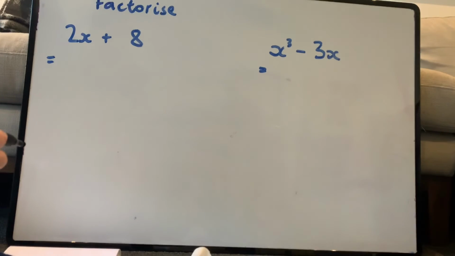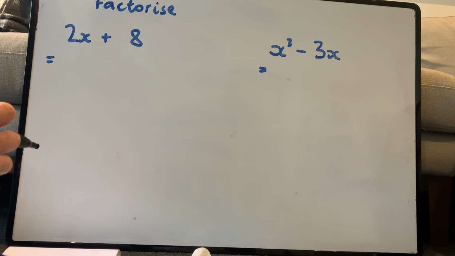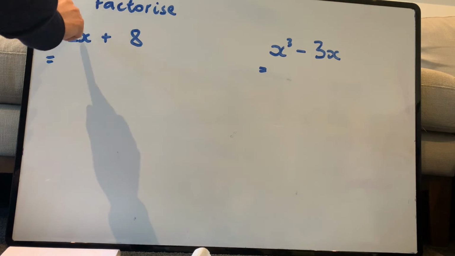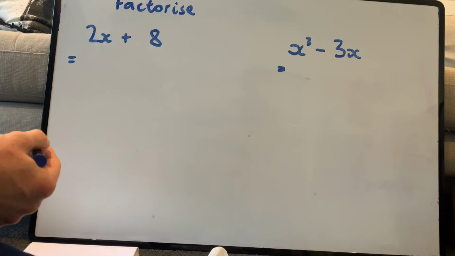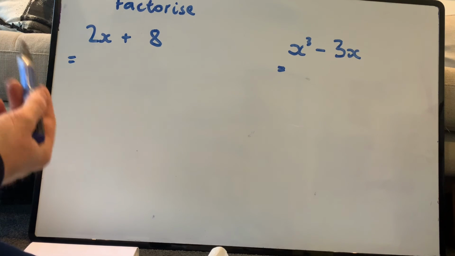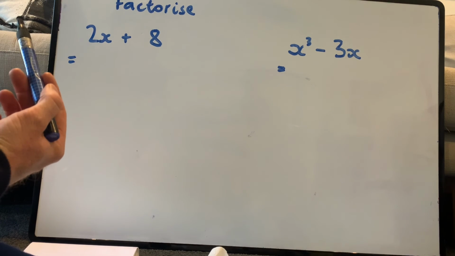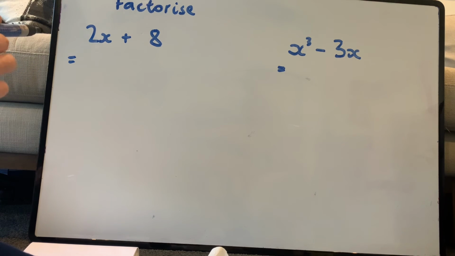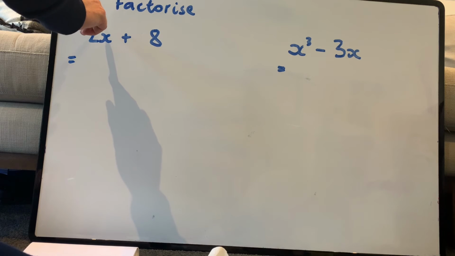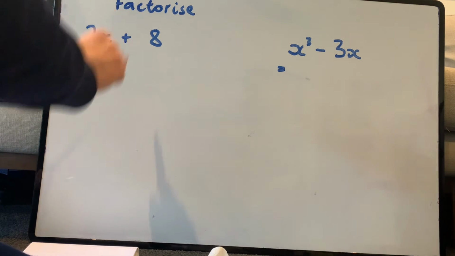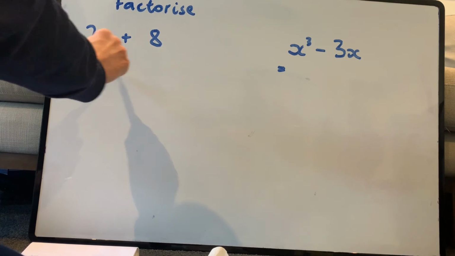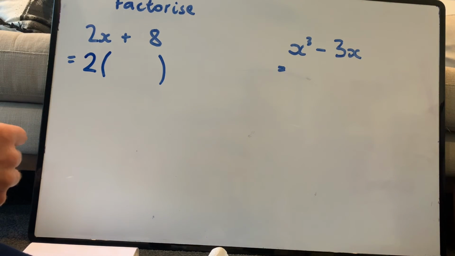Okay, now we're going to talk about factorization. Name of the game here is to look at the terms that you have and ask yourself the question, what is the biggest thing that goes into both? Could be a number, could be a letter, could be a combination. Biggest thing that goes into 2x and 8 is 2. You need a bracket.